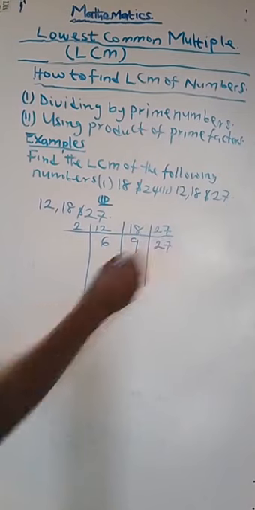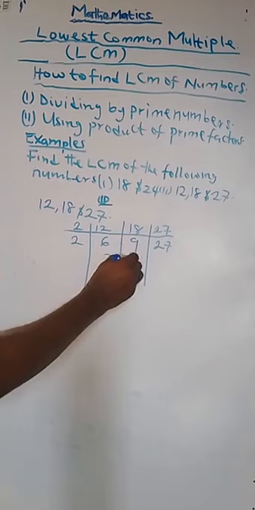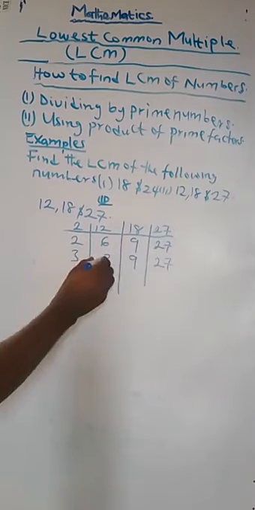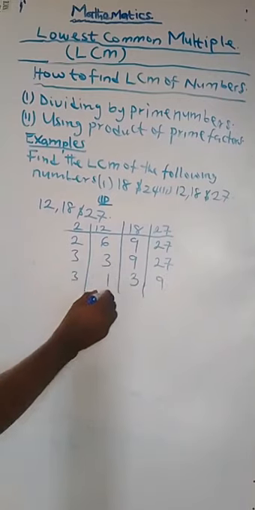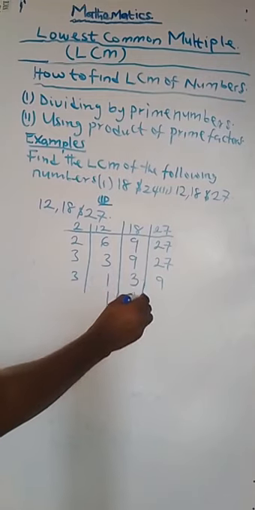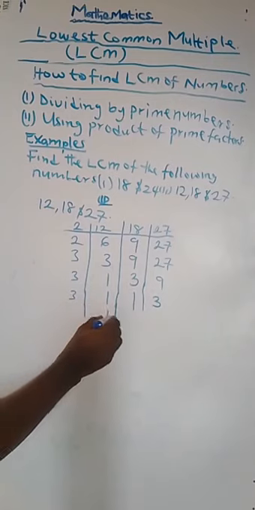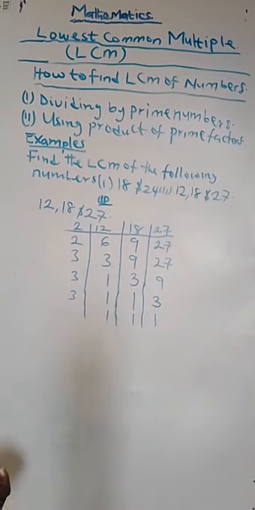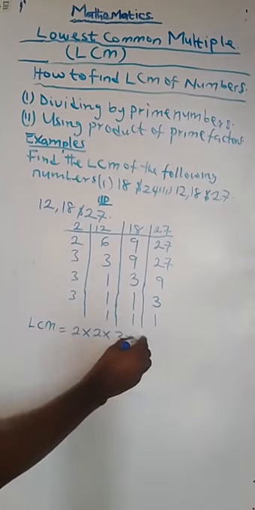We have 27. We can still use 2. 2 in 6, 3. 2 cannot divide 9, so write 9. Then write 27 because 2 cannot divide it. Then let's go with 3. 3 in 3, 1. 3 in 9, 3. 3 in 27, 9. Can still go with 3. 3 in 3, 1. 3 in 3, 1. 3 in 9, 3. Can still go with 3. 3 in 3, 1. Now everything is 1, 1, 1.